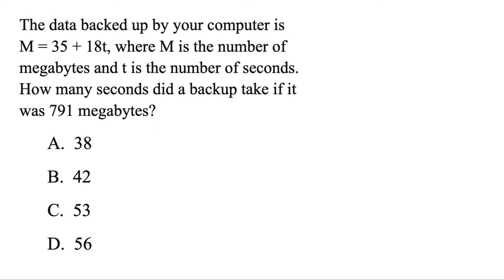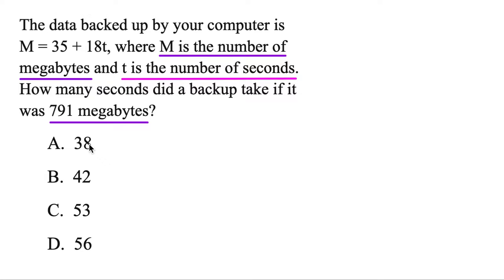In this video, we're going to go over 6 word problems from the GED Math study guide. For this first one, they give us this equation, and then they tell us that m is the number of megabytes, and t the number of seconds. But then they tell us that the number of megabytes was 791, so we know that value right there. But they're asking how many seconds we could plug in for t there to make that whole thing 791.